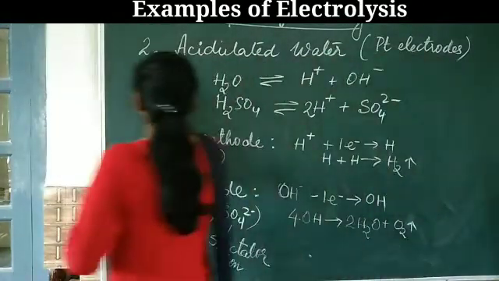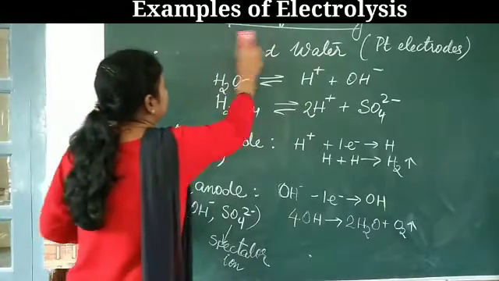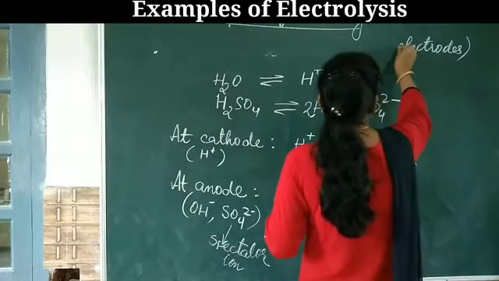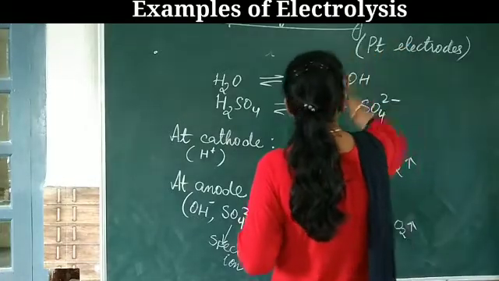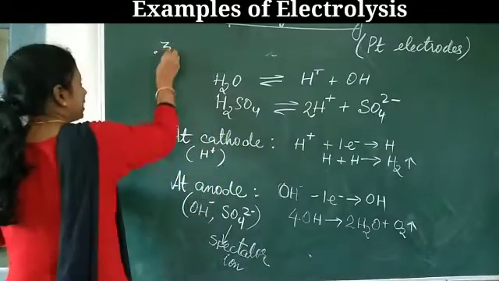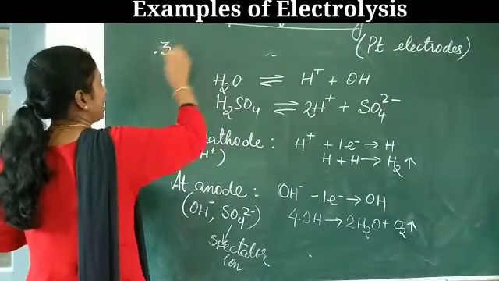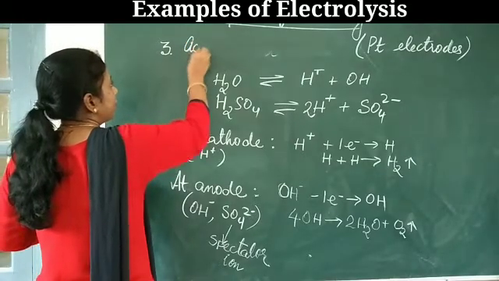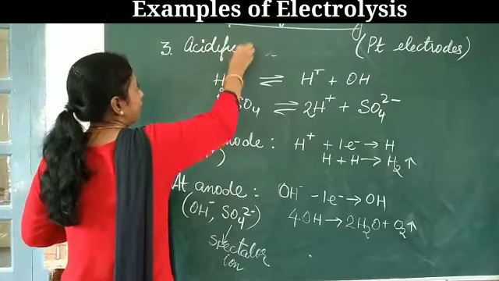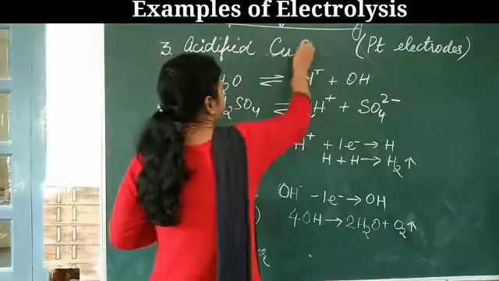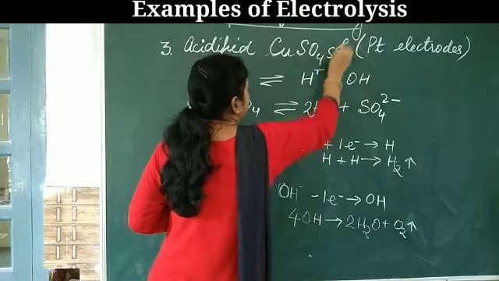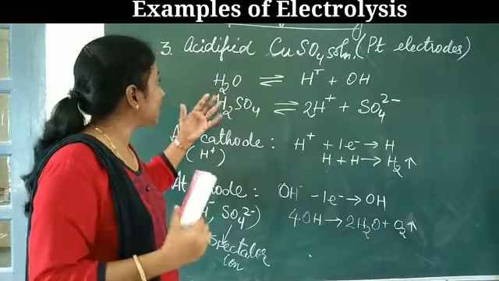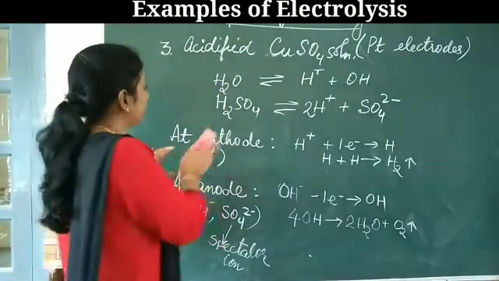Let us come to our third one. This is not in our syllabus, children, but still I am telling you this for you to understand the next one. That is electrolysis of acidified copper sulfate solution. Now how many things are there in acidified copper sulfate solution?